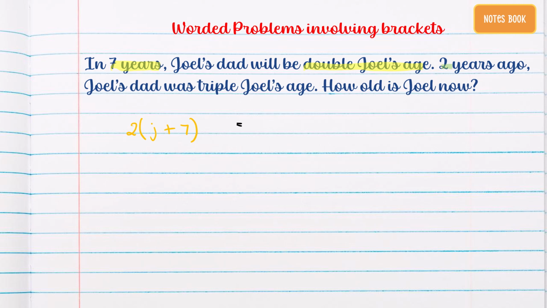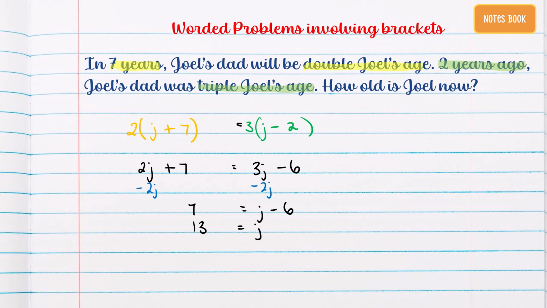Then the second set of information is 2 years ago, right? Joel's dad was triple Joel's age, right? So that means I've got J minus 2 is all being multiplied by 3, okay? Because 2 years ago he was triple that age. Now we're going to expand and solve as per usual. So I've got 2J plus 7 is equal to 3J minus 6. I'm going to subtract 2J from both sides, leaving me with 7 is equal to J minus 6. And then adding 6 to both sides gives me 13 is equal to J. So Joel is currently 13 years old.